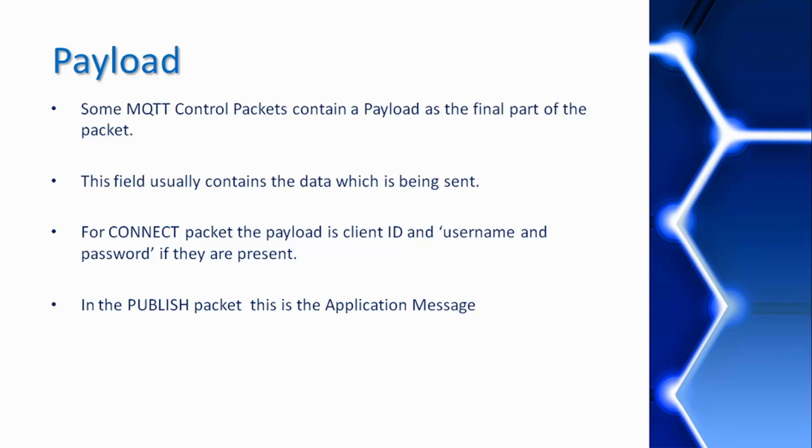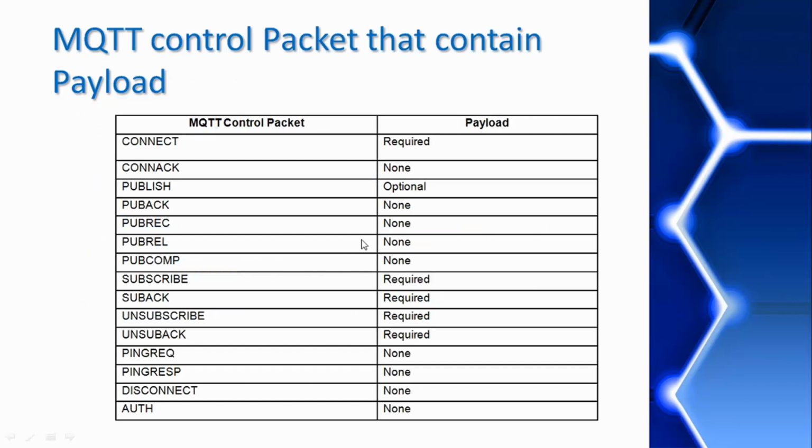Now, this is the list of commands which have a payload field and some which do not. In connect, the payload is necessary. The acknowledgement of connect has no payload. In publish, the payload field is optional. This is the important point. All the acknowledgements of publish do not have a payload field. In the case of subscribe and unsubscribe, the packets have a payload field, and their acknowledgements, suback and unsuback, also have a payload field.